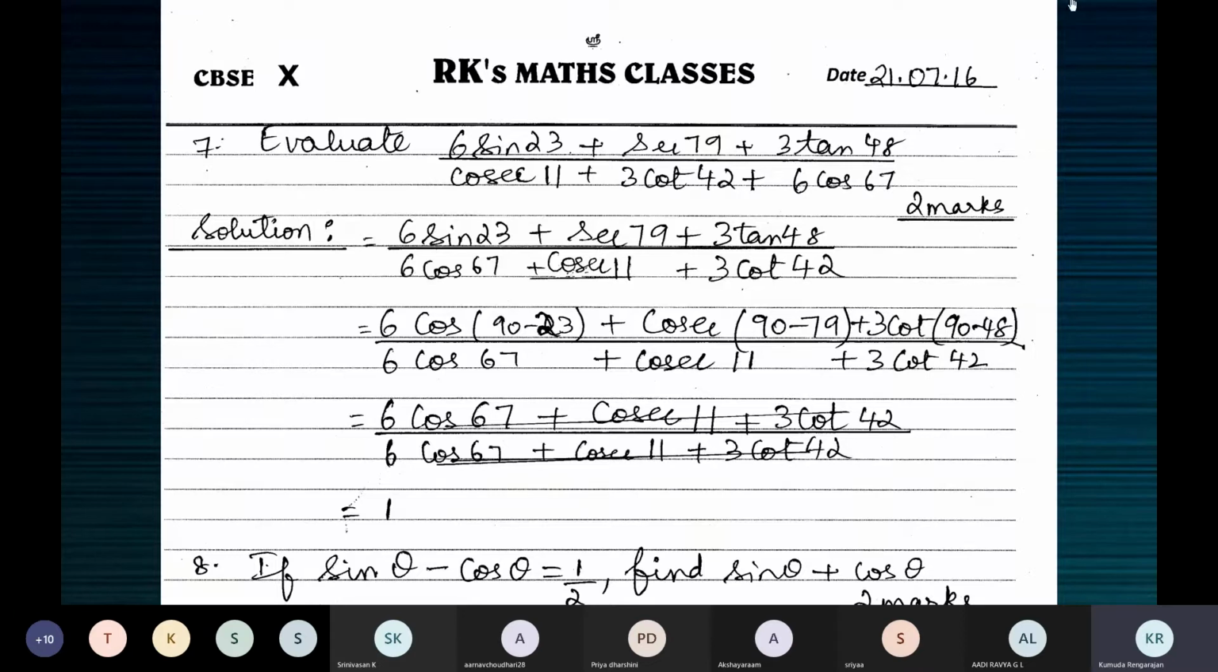Okay, I hope you went through. So here, first look out for the standard angles. Just check if there are any standard angles. 23, 79, 48, 67, 42, 11. No standard angles.